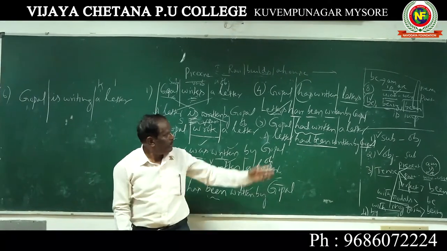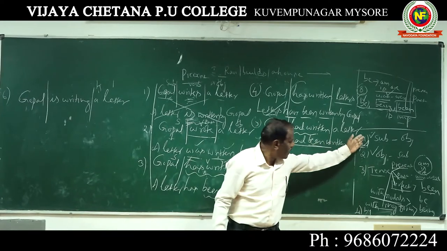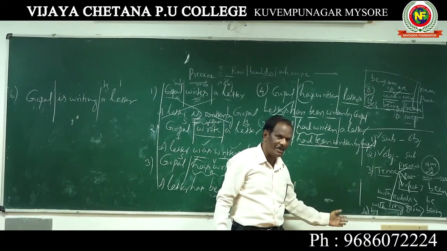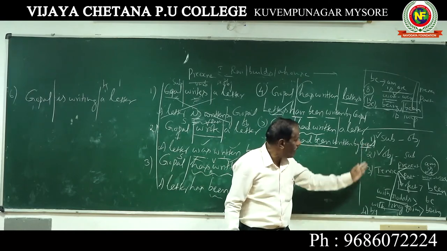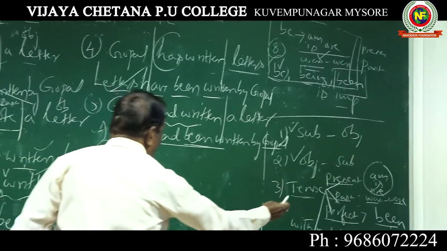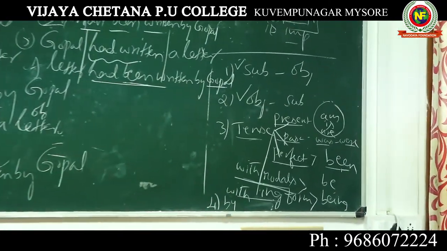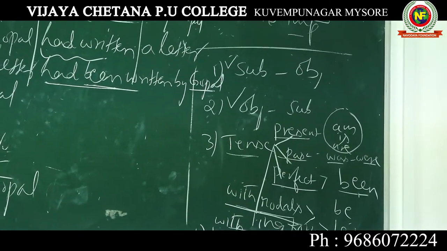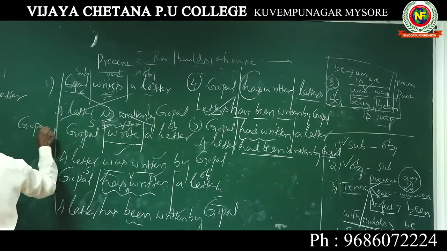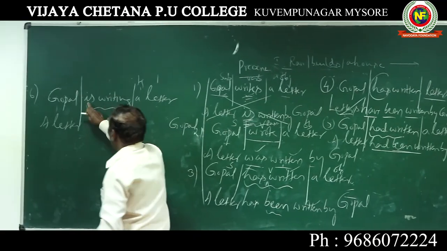Same five steps. I kept these notes as they are. I didn't change it, because that's very important. So, this is like your logarithmic table. We shall make use of this table. A letter, Gopal becomes object. This is continuous, present continuous.